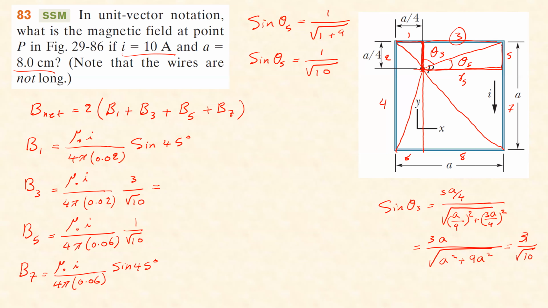And you see mu naught over 4 pi here becomes 10 to negative 7 times 10. That becomes a micro times 3 over 0.02 square root of 10, or 300 over 2 square root of 10. So that's 300 over 2 square root of 10 microtesla here. And here is 9 times smaller.